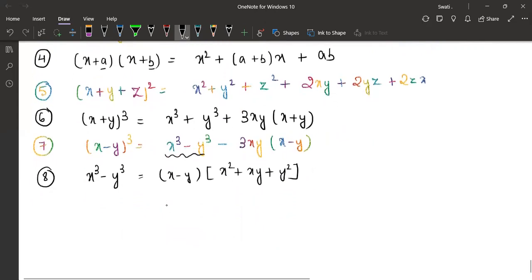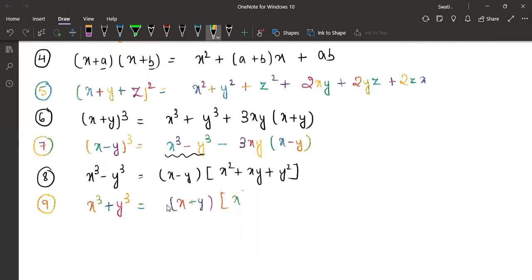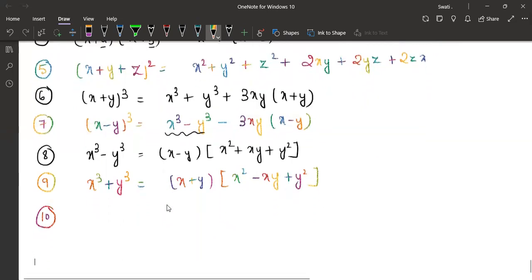And yes, of course, we will go to the next one, which will be x cube plus y cube, right? So in x cube plus y cube, we simply have to do (x plus y), and here we have to write down x squared. Instead of plus xy, in this case it is minus xy, and this will become plus y squared. All right.